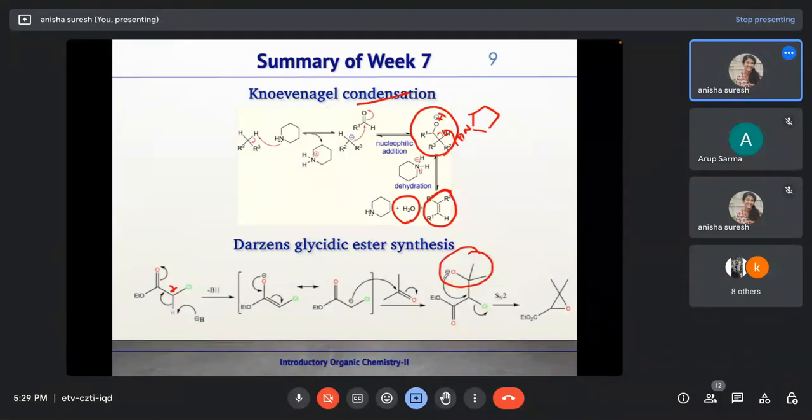This O minus can attack this carbon in SN2 fashion, and the Cl, which is a halide and a better leaving group, will be removed, and we will get this epoxide. So Darzens glycidic ester synthesis will give rise to epoxide. So we are having alpha halo ester. From that, it will give rise to epoxide. So this is another important reaction from this enolate acylation reaction.